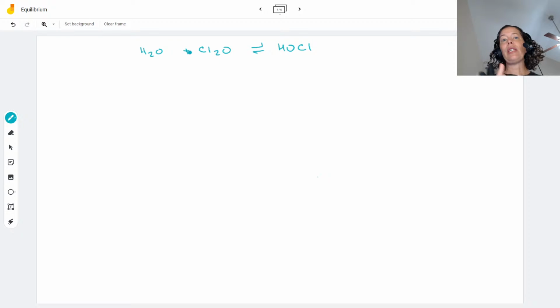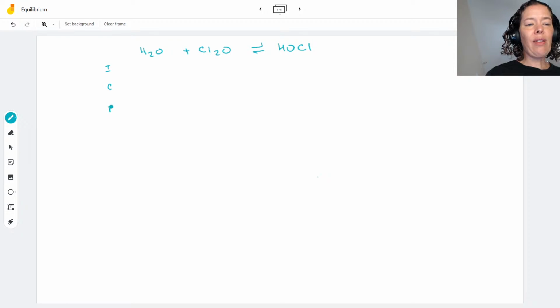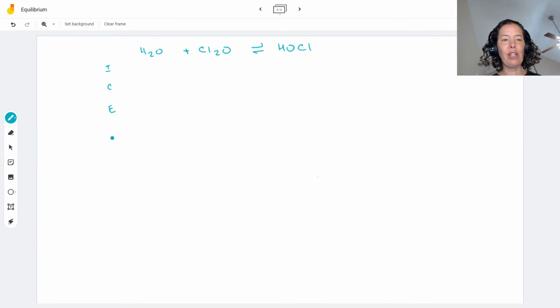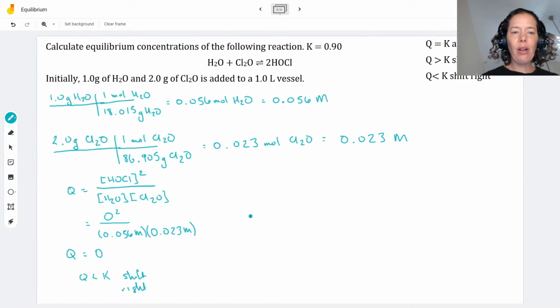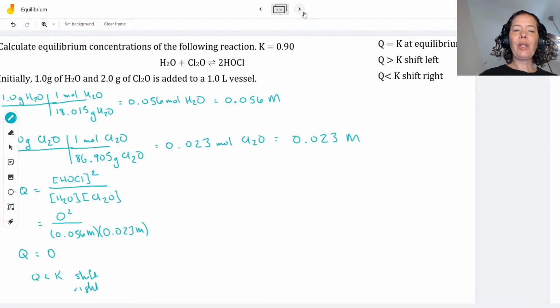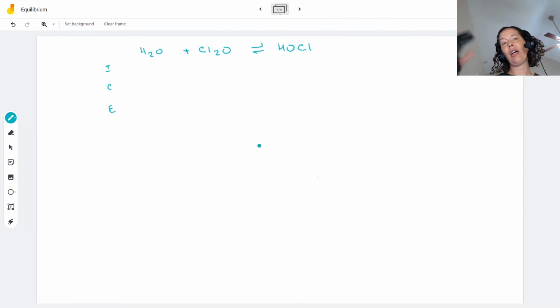Now that we know that the equilibrium is going to shift to the right, we can set up our equilibrium table. A lot of people call these ICE tables, where you have your initial amount, your change, and then your equilibrium concentrations. We already calculated what our initial concentrations are, so let's put those in. I'm just pulling these concentrations right here. I'm going to write each concentration underneath the molecule that it represents.